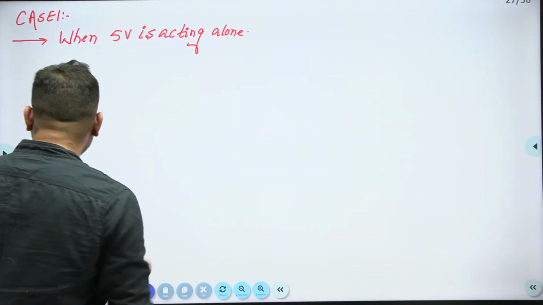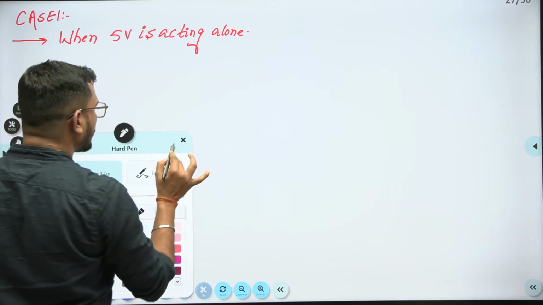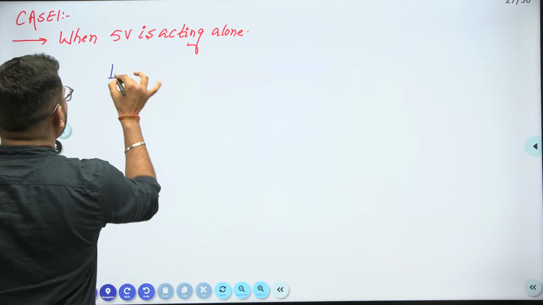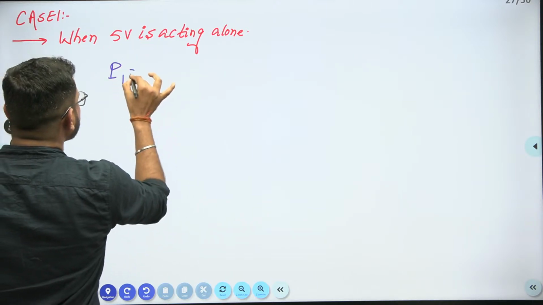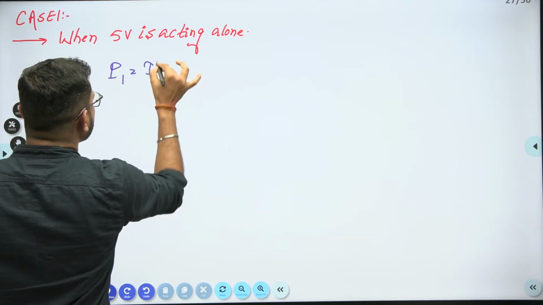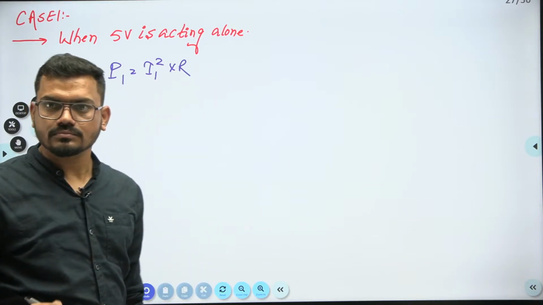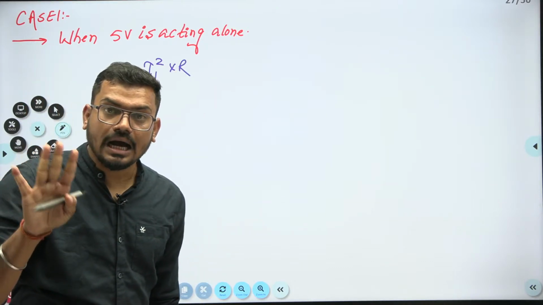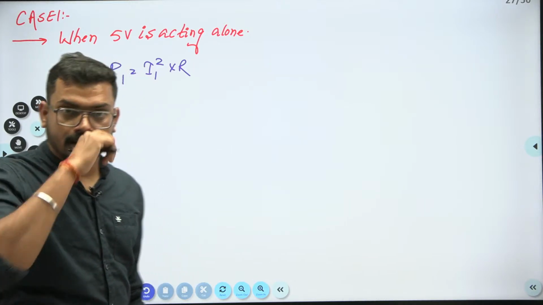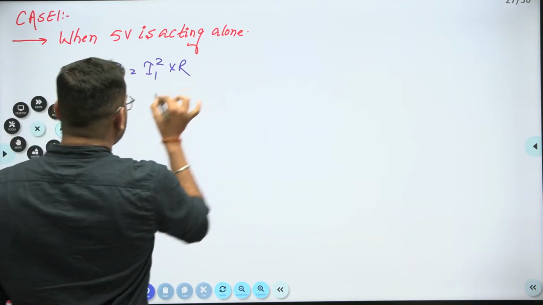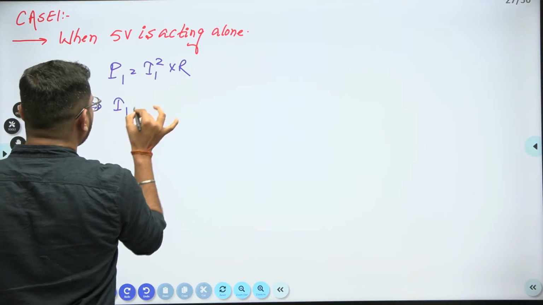If it is correct, then what can we write here? The power P1 due to this 5 volt source is I1 square into R. Is it correct? Yes or no? This will be I1 square into R. Is it clear now? Now from here I am just calculating the value of I1, guys.